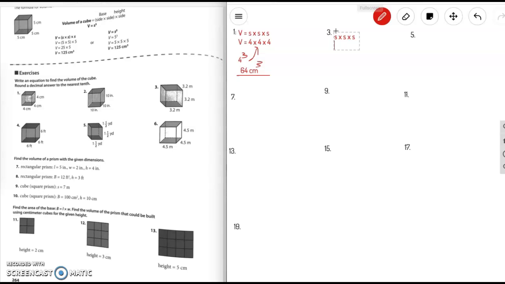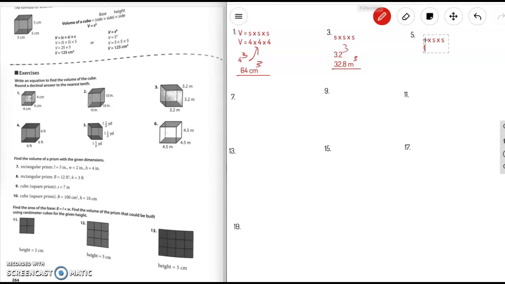Number 3, same thing. Side times side times side. 3.2 times 3.2 times 3.2, or 3.2 cubed gives us 32.8 meters cubed because we rounded it to the nearest tenth.